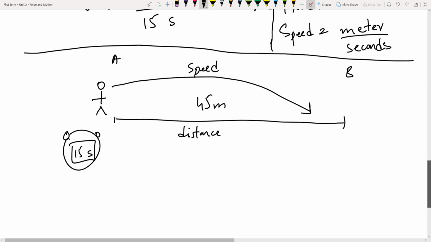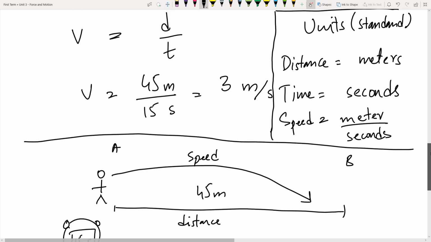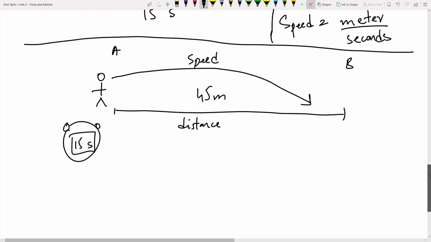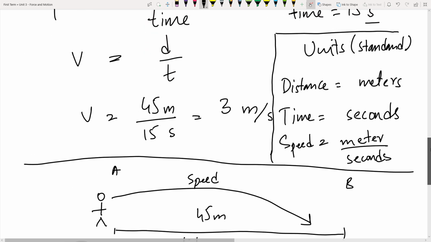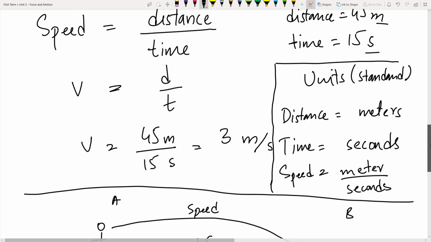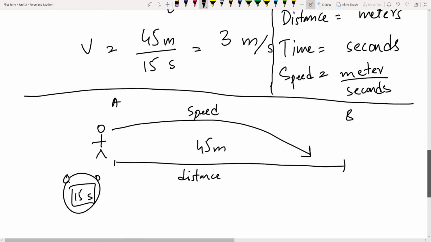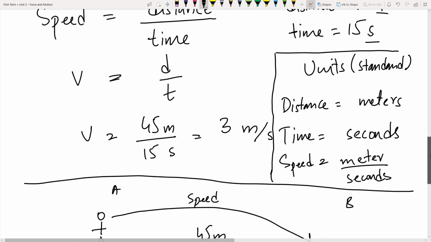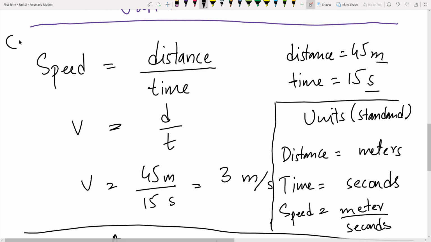Now there are two ways to describe speed. This is what we call the generalized idea, constant speed. Over here, we are not discussing whether the person is going faster or slower in between. We just understand that the person will be going at a constant speed. I just want to add constant over here. So constant speed is simply distance over time.